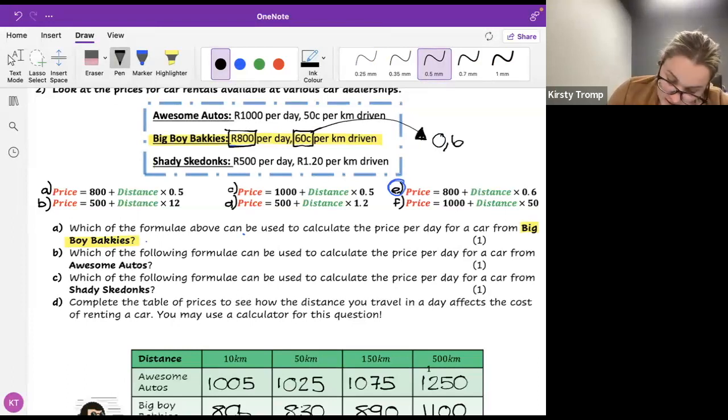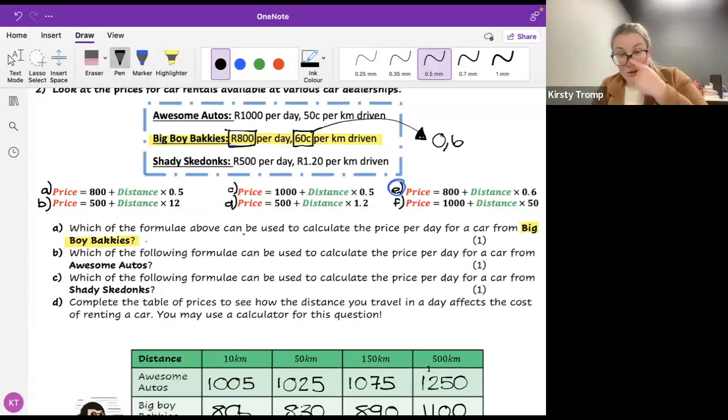Good. All right. So it says, Big Boy Bucky charges 800 Rand a day. So every day that you have the Bucky, it costs you 800 Rand. Do you agree? Yes, ma'am. Okay. And then it costs 60 cents per kilometer that you drive. So if you drive 1 kilometer, they're going to say 0.6 times 1 kilometer. If you drive 50 kilometers, they're going to say 0.6 times 50 kilometers, hey? Yes, ma'am.